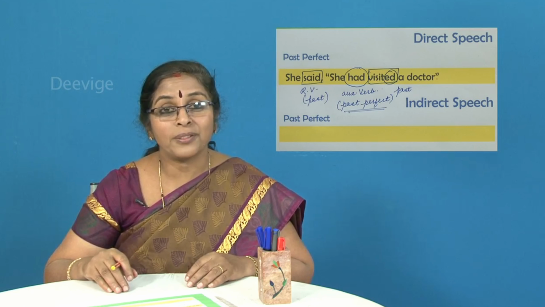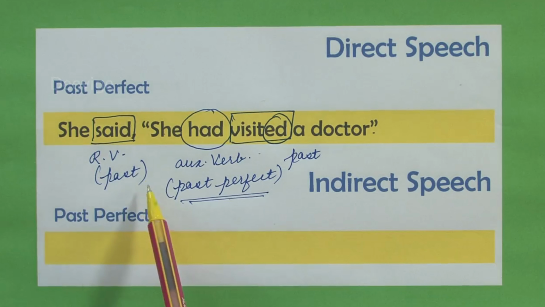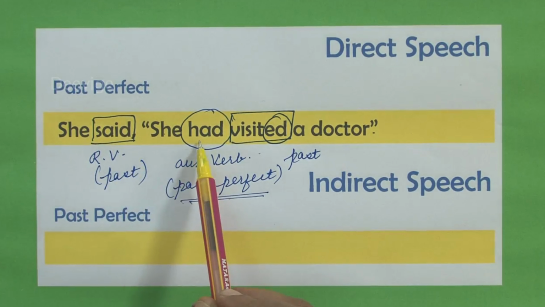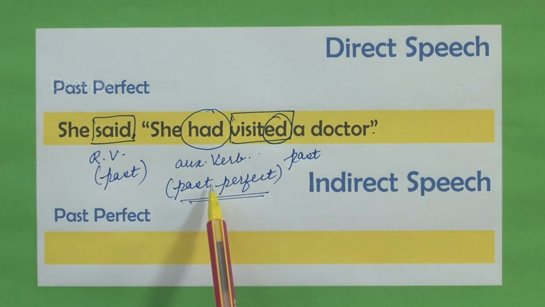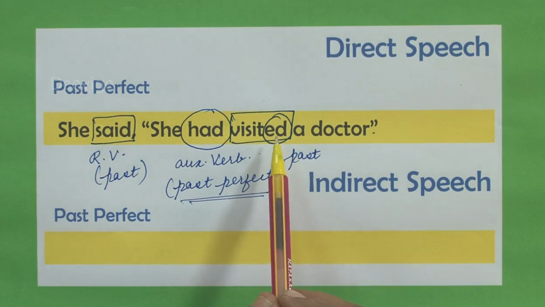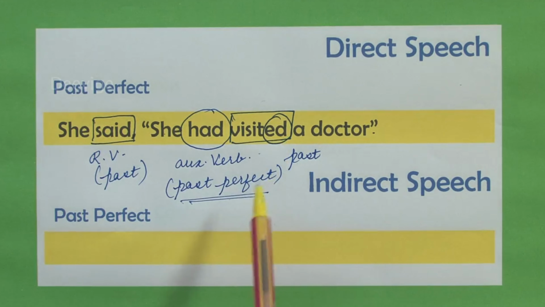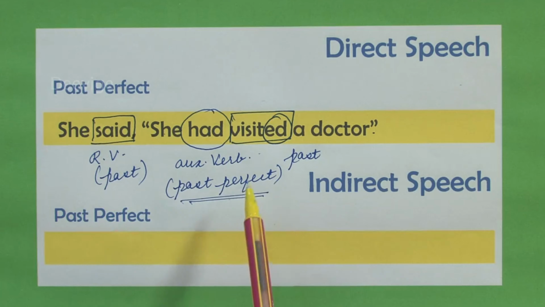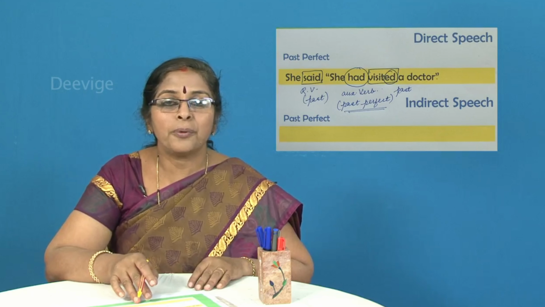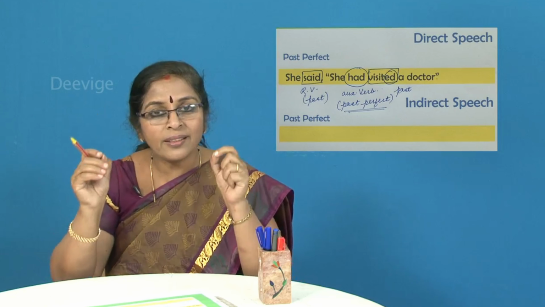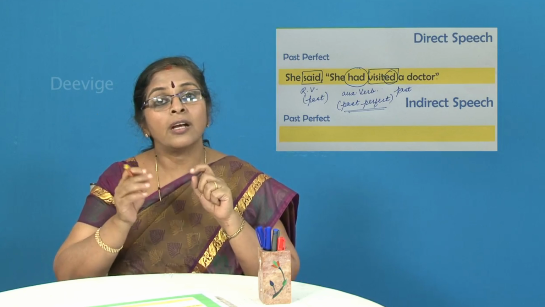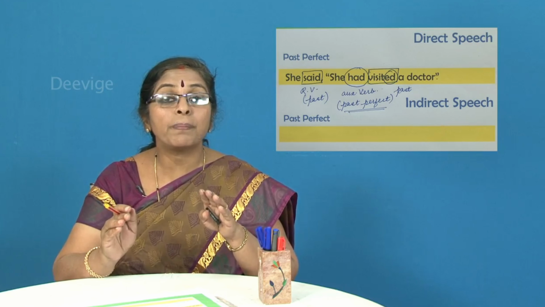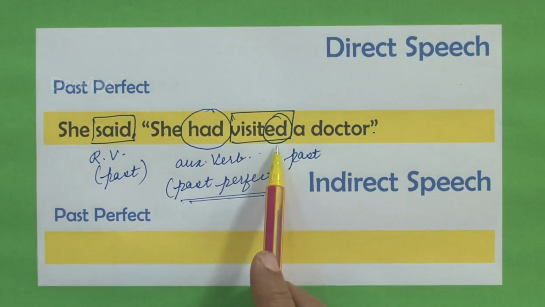Okay, so I repeat for the last time this particular example. Said is the reporting verb, which is in the past tense. Had is the auxiliary verb, which indicates past perfect. Visited is the main verb ending with ed, and therefore that also indicates past tense. So, the whole sentence, she had visited a doctor, is in the past perfect. So, please students, remember, if the tense of the sentence given within the inverted commas is already in the past perfect, you need to retain it in the past perfect itself. Do not make any change in the tense.